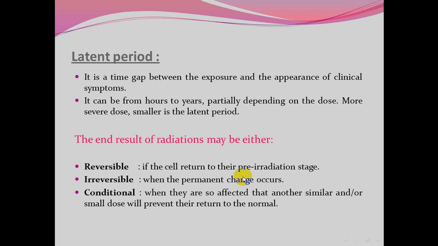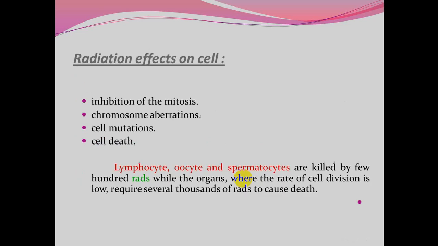What will happen to the cells that are exposed to radiation? There are four probabilities. Number one, inhibition of mitosis may occur, or maybe there will be chromosomal aberrations, or the cell may undergo mutations. The final stage, the cell may die. This is the fourth stage, representing the result of exposure to radiation in relation to the cells.